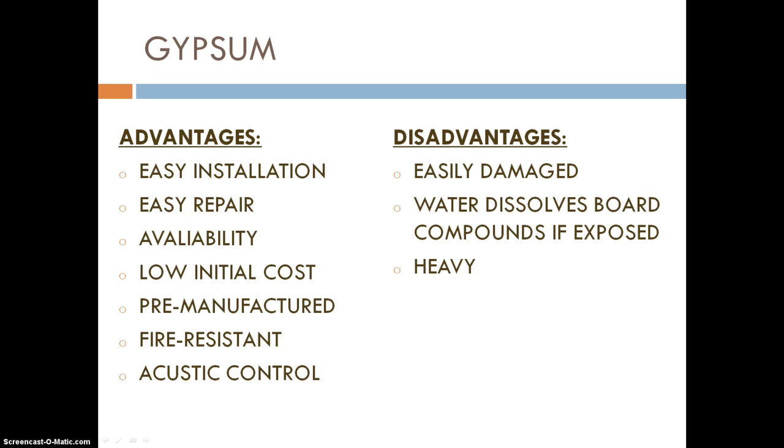Gypsum. The advantages: it has easy installation, easy repair, availability, low initial cost, it is pre-manufactured, fire resistant, and it has acoustic control. And the disadvantages: it can be easily damaged, water dissolves the board compounds if it is exposed, and it is very heavy.